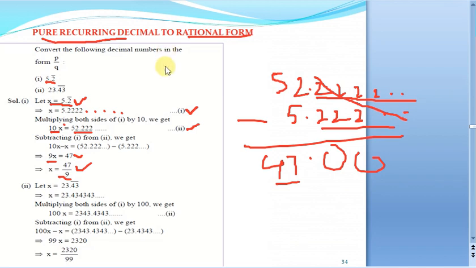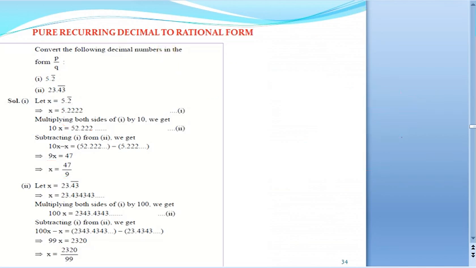Let us take one more example now. We have to convert this one, 23.43 bar. Remember, this is pure recurring. Why? Because after the decimal point, 43 as a block is repeating. So I will assume whatever number I have to convert to be x always. So let us assume x is equal to 23.43 bar. This bar is there for 4 as well as 3. So x is equal to 23.43 43 43 43 and so on.